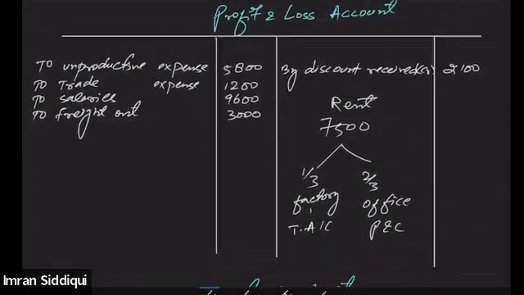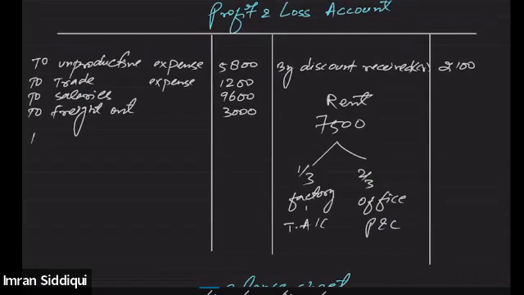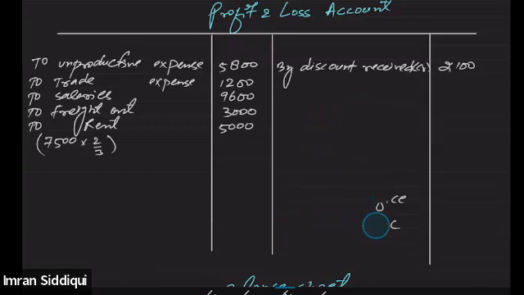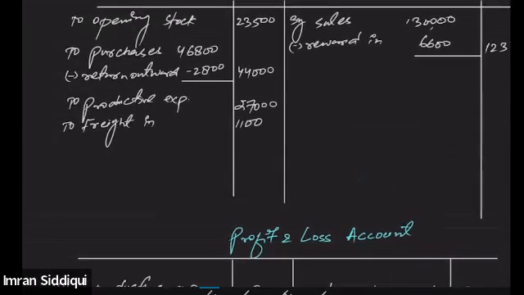Okay. So in the profit and loss account, I'll write down to rent. Out of 7,500 of the total rent, 2/3 portion will be considered as the indirect expense. So 2/3 of 7,500 is how much? Just a minute. Yeah, it will be 5,000. All right, and obviously 1/3 will be 2,500 that needs to be recorded in the trading account. To factory rent, 7,500 into 1/3.